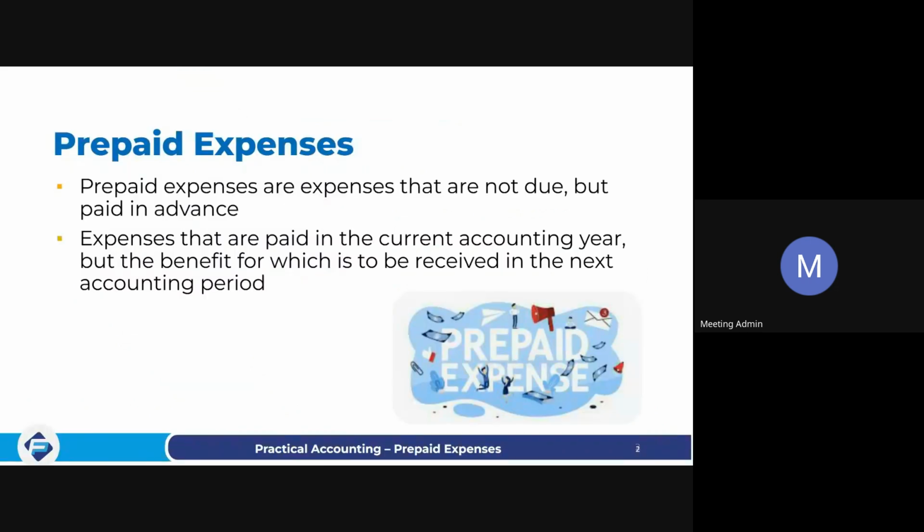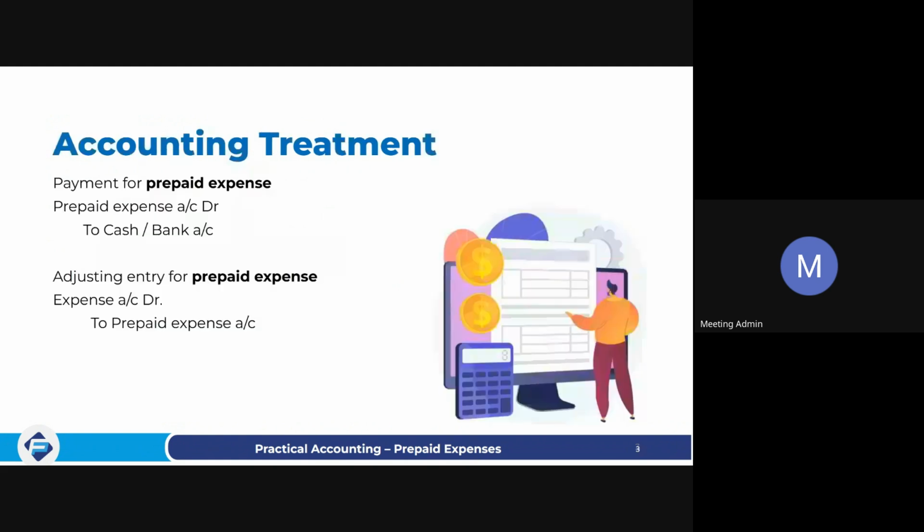Okay, so you can see that prepaid expenses are expenses that are not due but paid in advance. Expenses that are paid in the current accounting year, but the benefit you will receive in the next accounting period, as with life insurance. So that is exactly what this means. You can see the accounting treatment. Since we are paying in advance, the transaction will be prepaid expenses account debited and cash or bank account credited.